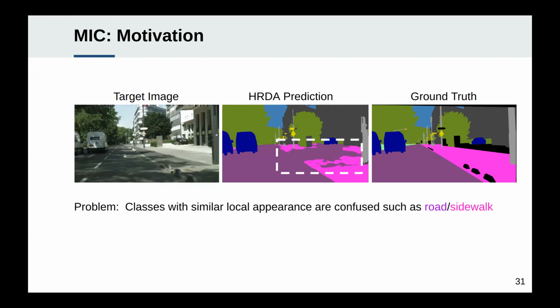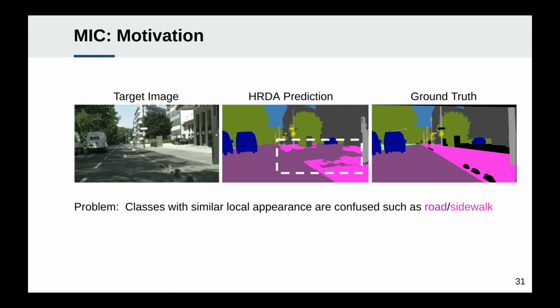The motivation of masked image consistency is basically, again, context learning. What we observed over here is that even HRDA has some issues. We can see this part over here is supposed to be sidewalk according to the ground truth. We can actually also see that it's basically the continuation of the sidewalk over here. However, the network confused it with road. I mean, you can imagine why. The texture of this sidewalk here is very similar to the road. So it's very easy to confuse.